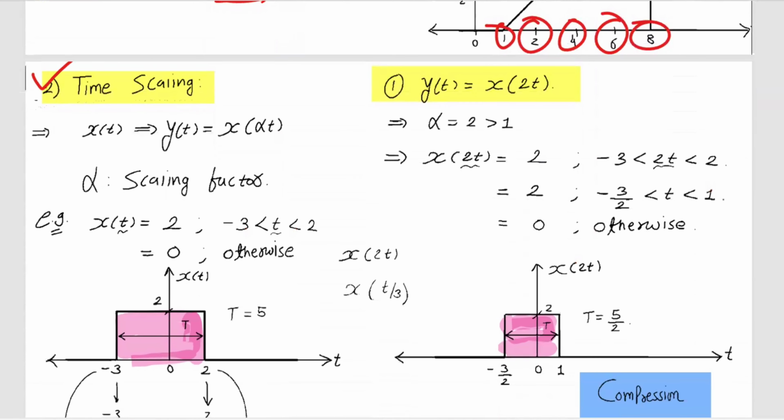Now next is time scaling. Now what is time scaling? In order to understand time scaling, we do one thing.